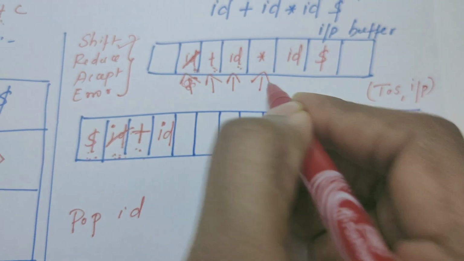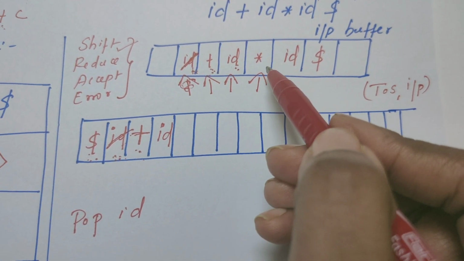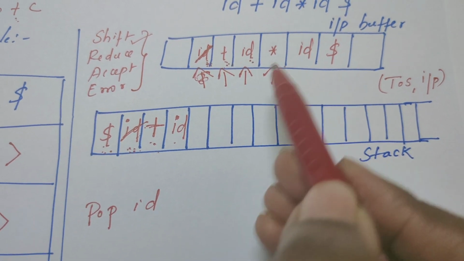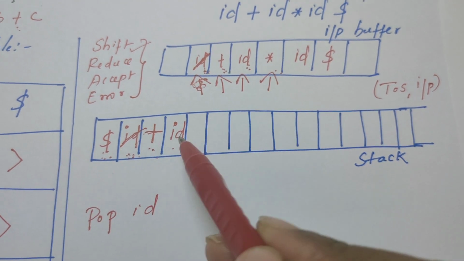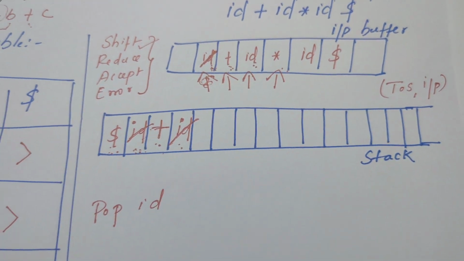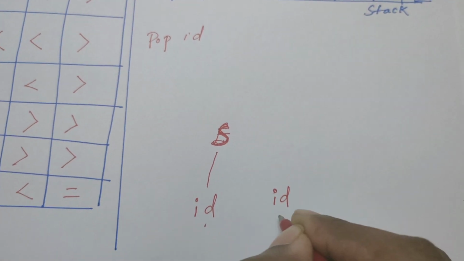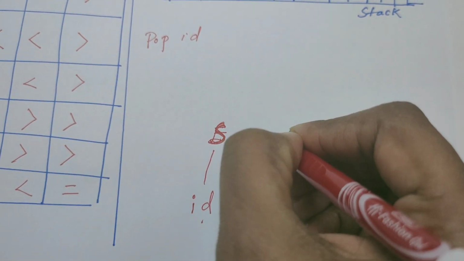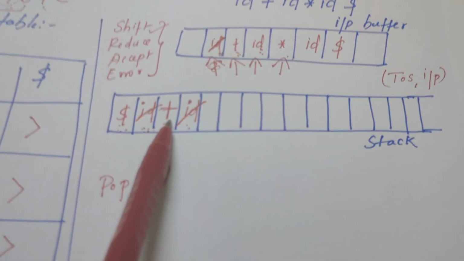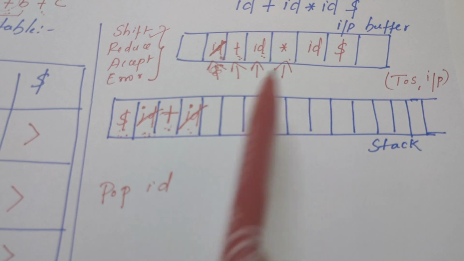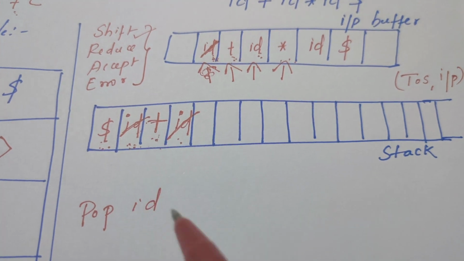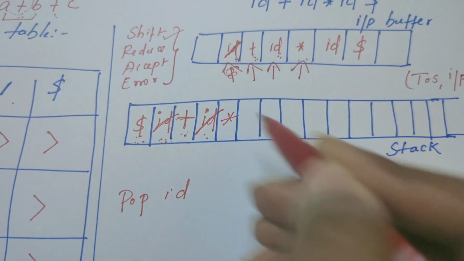Now the input pointer is pointing to the next symbol. What is available here? Star is available here. Now compare top of the stack and the input symbol. Input symbol is having lesser precedence than the top of the stack. When this situation occurs, pop. So now ID is popped. When this ID is popped, automatically reduction happens. Now this ID is also reduced to S. So what is available at the top of the stack? Plus is available. Compare this plus with the current input symbol, which is star. Star is actually having higher precedence than plus. So we can push star onto the stack.